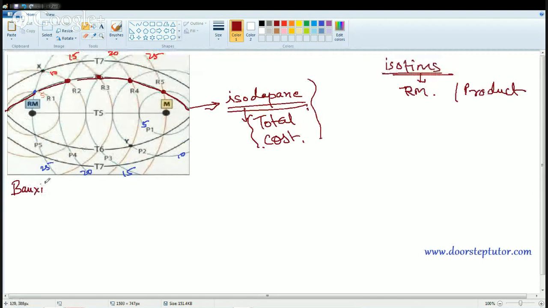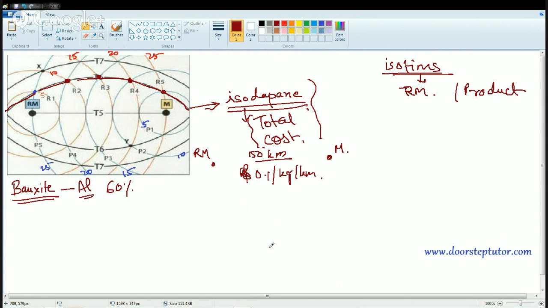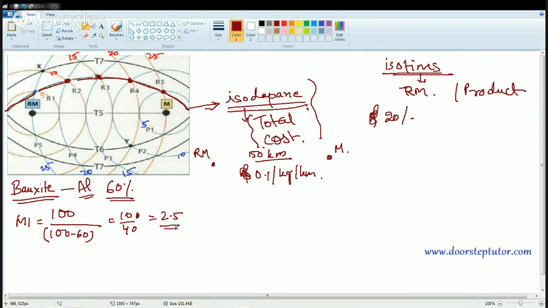So I have bauxite, which is used to make aluminium, and while processing it loses 60% of the weight. The distance between raw material and the market is 150 kilometers, and the cost of transportation is say $0.1 per kg per kilometer. What would be the isodapane for this if the entrepreneur is ready to pay $20? In this case, since bauxite loses 60% of the weight, I'll calculate the material index first. So the material index would be 100, that is the raw material, upon 100 minus 60, since 60% of the weight is lost, that's the finished product. So 100 by 40, that's 2.5.